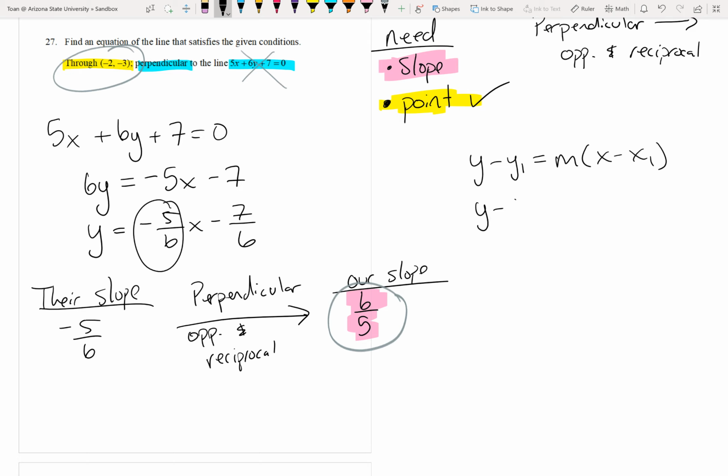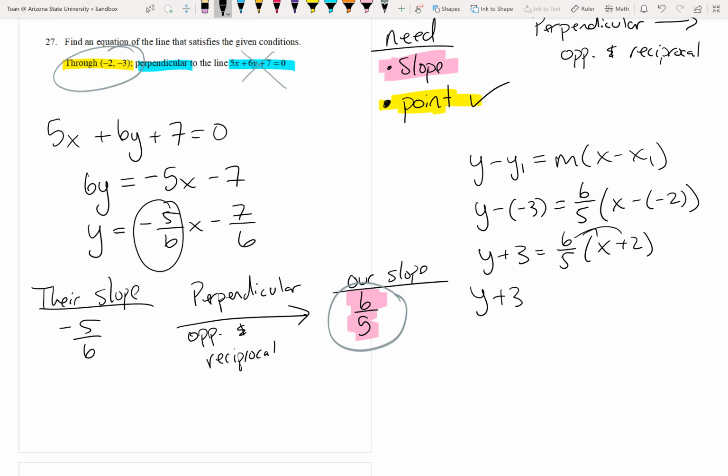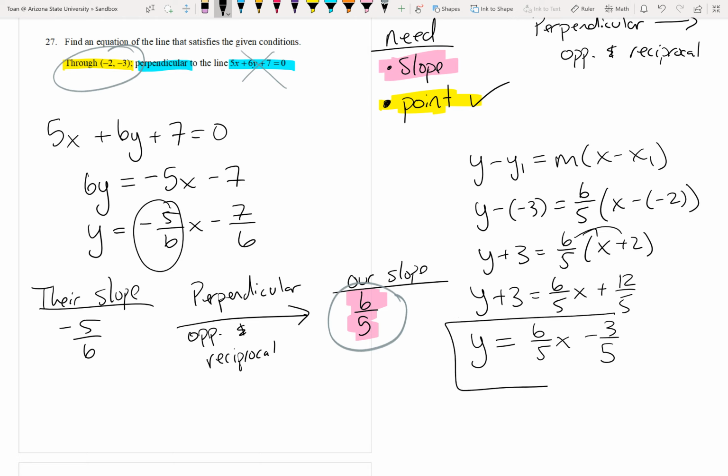So we have y minus, our y value is negative 3, equals the slope of 6/5 that we found, times x minus, our x value is negative 2. Take care of the double negatives, and then distribute. So that's y plus 3 equals 6/5 x plus, if you're not good at fractions by now, just use your calculator, 6/5 times 2 is 12/5, and then all you got to do is subtract 3 over. So your final answer should be y equals 6/5 x minus 3/5. That should be your equation.